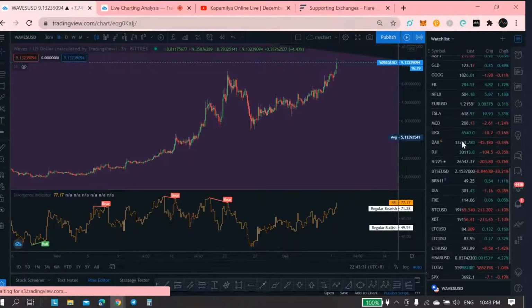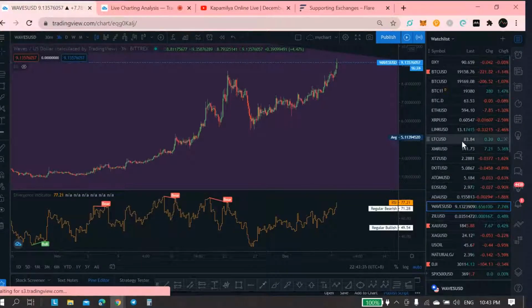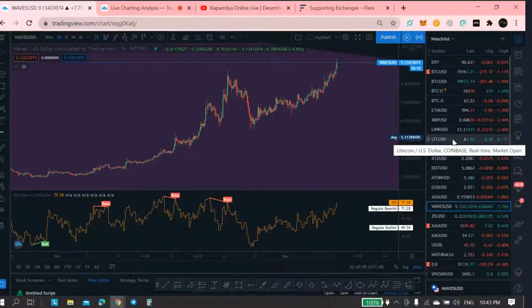What else did I trade today? Oh, I trade the natural gas, I think. US oil, natural gas, and gold. Yeah, I trade. And also this silver. That's actually my trades for today. And of course, the US oil and this XMR LTC.